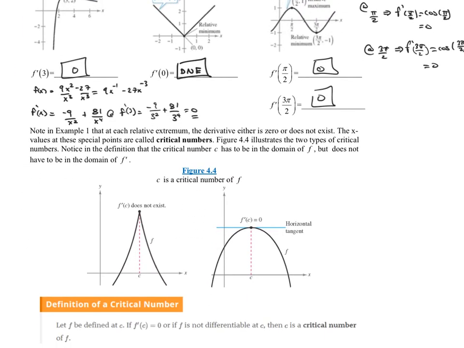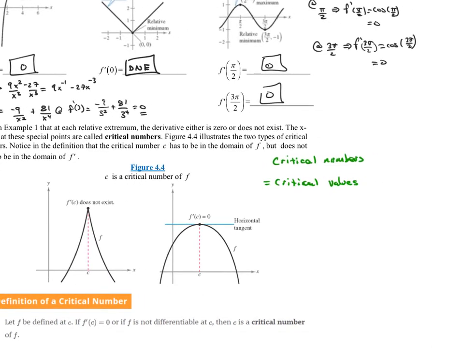So it says, note in example 1 that at each relative extrema, the derivative is either 0 or does not exist. The x values at these special points are called critical numbers. So this is really important because you're going to see me use it all the time. They call it critical numbers. I usually call it critical values. They're the same thing. So instead of calling them critical numbers, I'm going to call them CVs. That's what you're going to hear me say all the time, CVs for critical values.